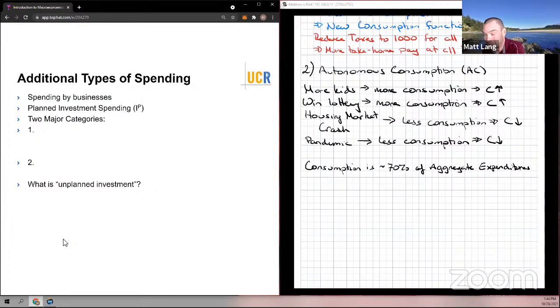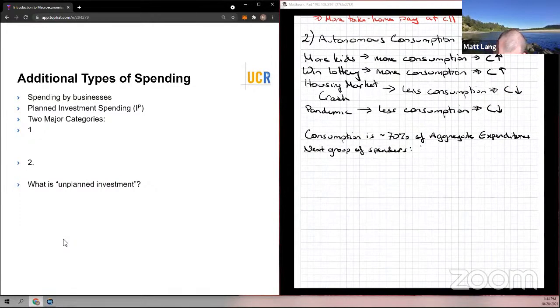But there are other components of spending that we want to consider. So the next group of spenders that we're going to consider, and you guys are going to be a lot happier with this, I promise. You're going to be really happy about this next group of spenders. These are going to be firms, okay? And we're going to say that spending by firms is going to be equal to what we call planned investment spending. It's going to have an I with a superscript of P, for planned.